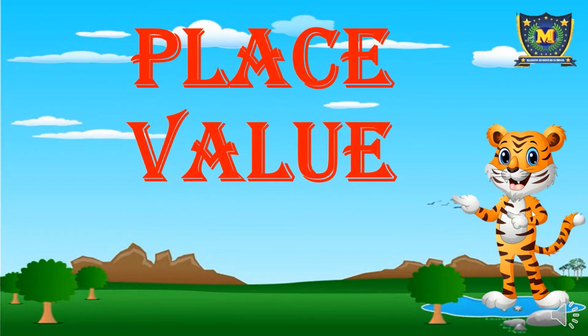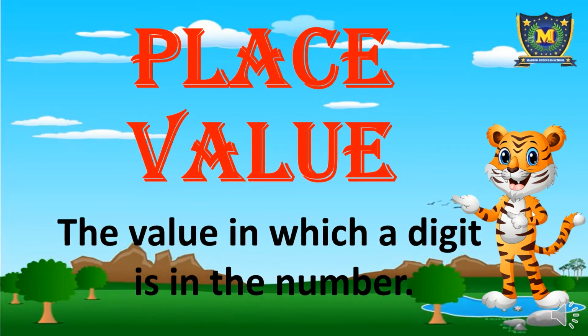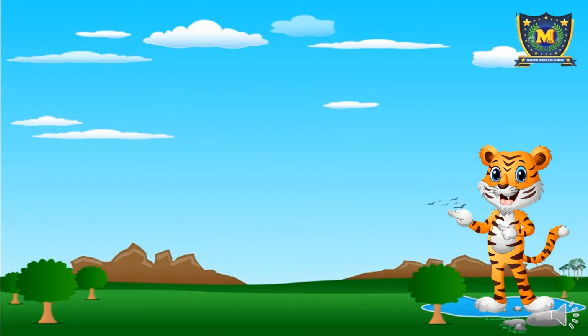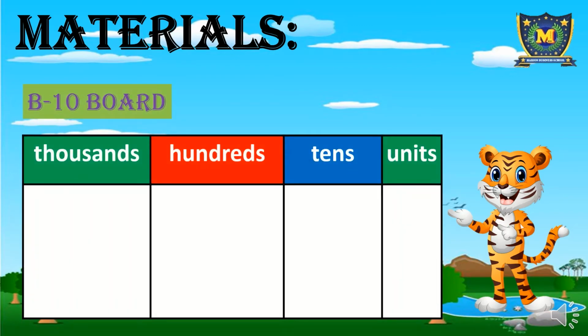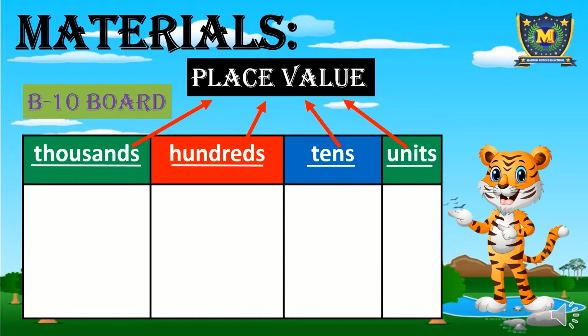Place value. When we say place value, it means the value in which a digit is in the number. Again, place value means the value in which a digit is in the number. For this lesson, we need the base ten board. As you can see on our board, we have units, tens, hundreds, and thousands. And these words are what we call the place value. As you can see, each place value has its own house. The units have a house, the tens have a house, the hundreds, and the thousands.